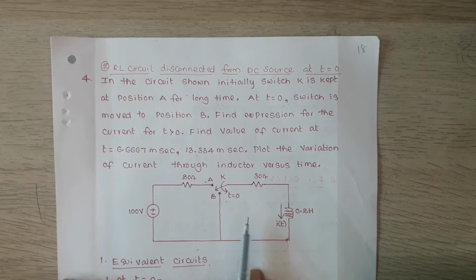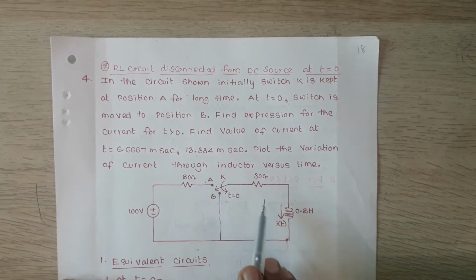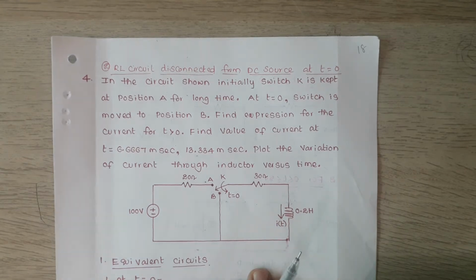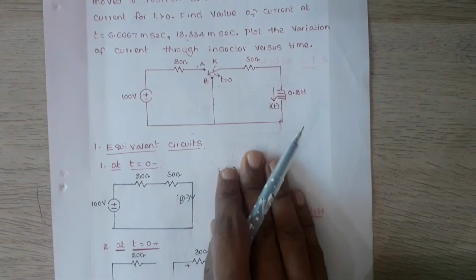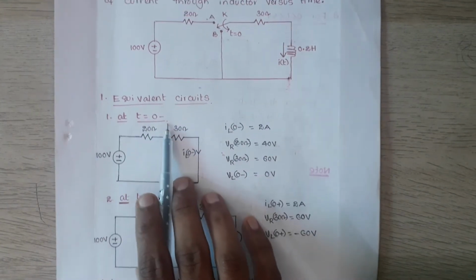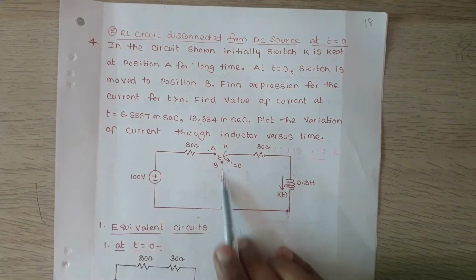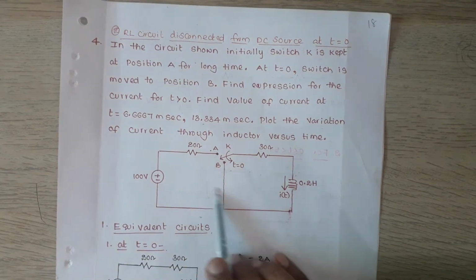So what is the value of current at 6.67 milliseconds and 13.34 milliseconds? What is the value of current in this circuit? First we have to draw the equivalent circuits. So this is the equivalent circuit at t equal to 0 minus. At t equal to 0 minus, the switch is connected to A and there is no current in this branch, so you can remove this branch.